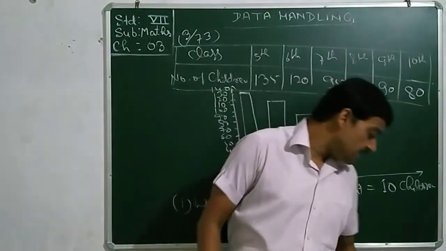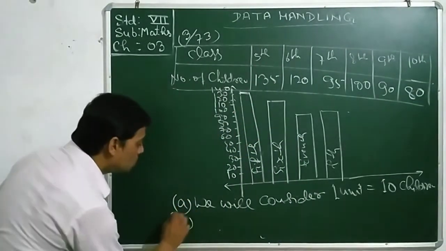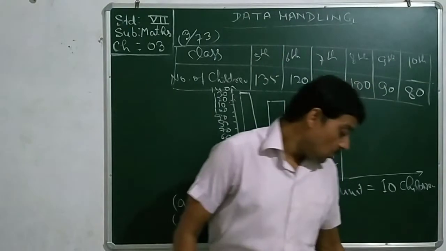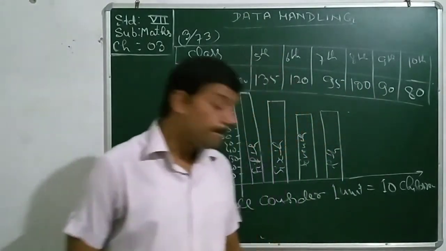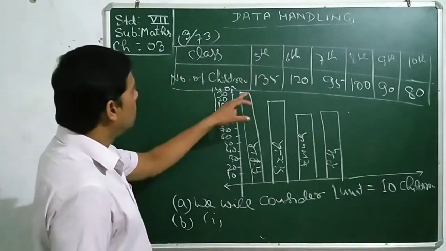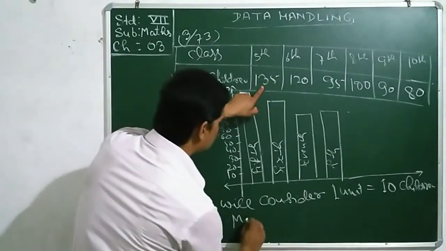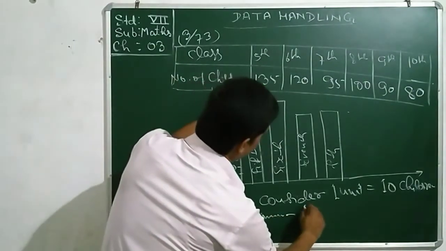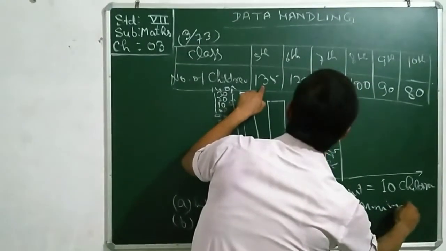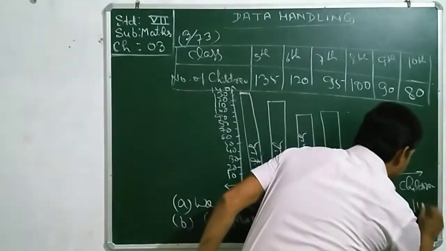The second question is, this was part A, and in part B two questions have been asked. In part B the first question is, which class has the maximum number of children and which the minimum. Maximum, look at the graph. Fifth is having the maximum. And minimum, where do you get minimum? Of course it is 10th.